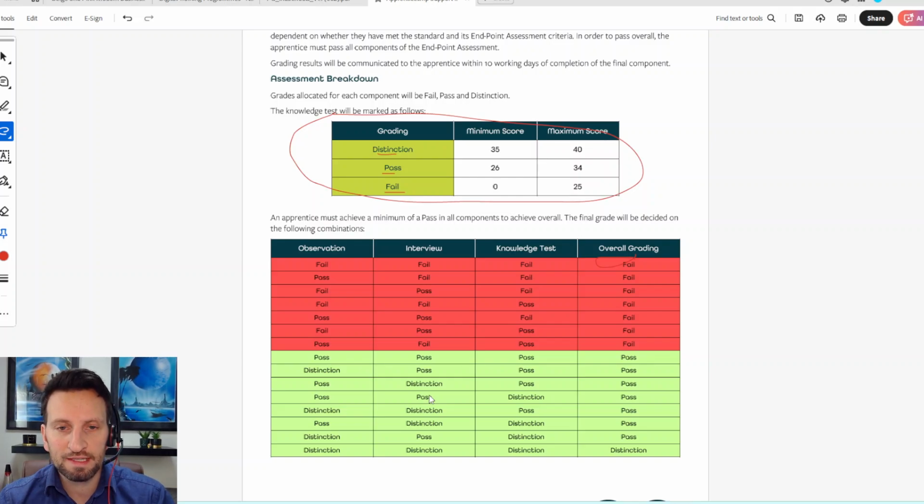Just to summarize, the endpoint assessment is comprised of an observation times 2 of you coaching somebody else, followed by a professional discussion for 60 minutes around your portfolio of evidence, and a knowledge test of 40 questions. Those combined demonstrate that you've got the knowledge, skills, and behavior that is needed to qualify as a coach.